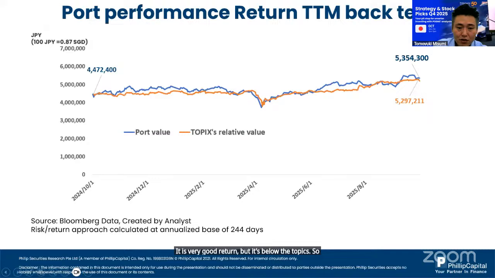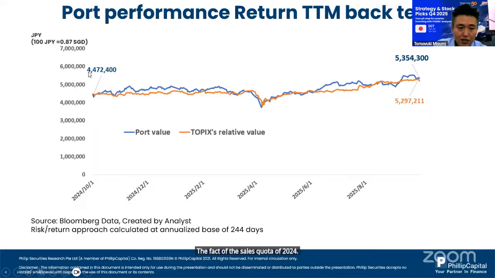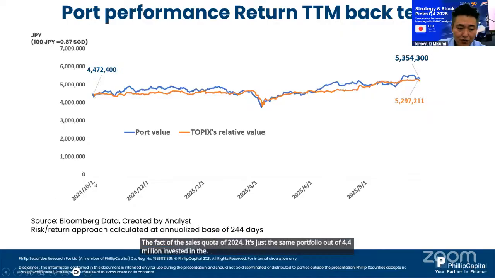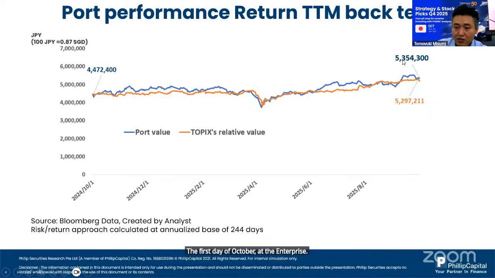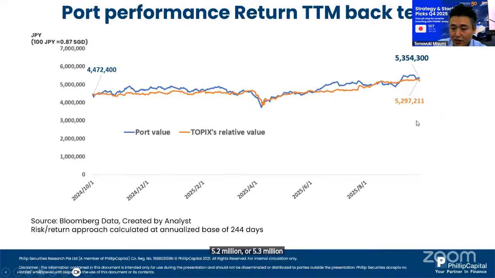If we extend the investment horizon back to the first of the third quarter of 2024, the same portfolio starts with 4.4 million invested on the first day of October. If you invest at the same timing in TOPIX at the same amount, it should be 5.2 million or 5.3 million at the end of September 30. But it is a very slight change.